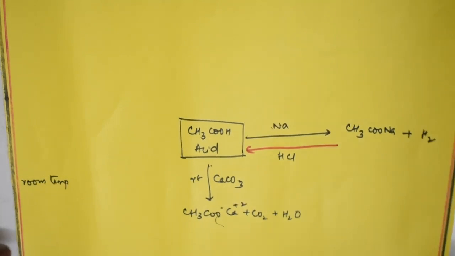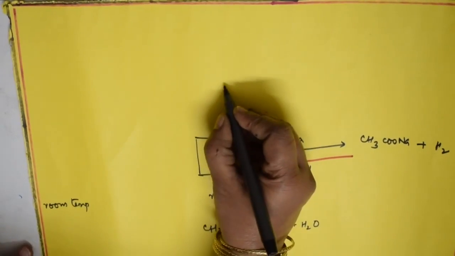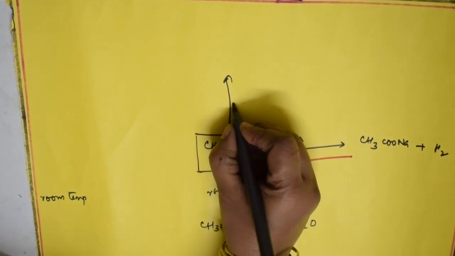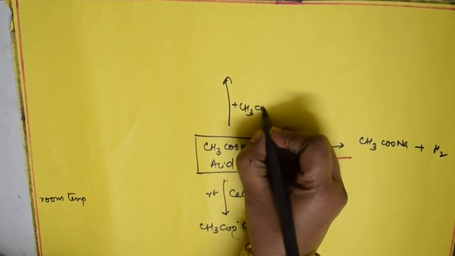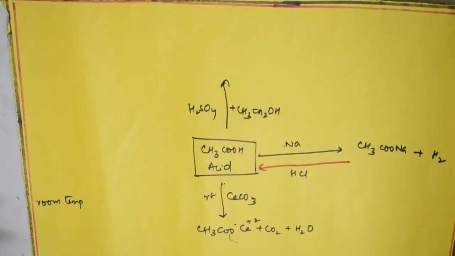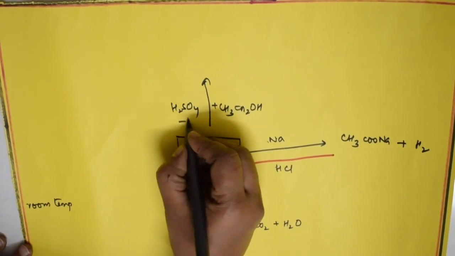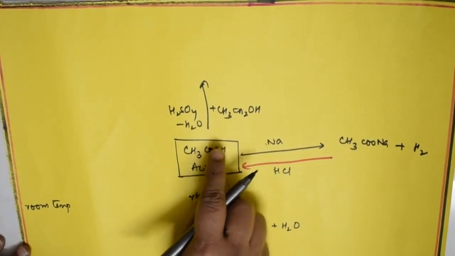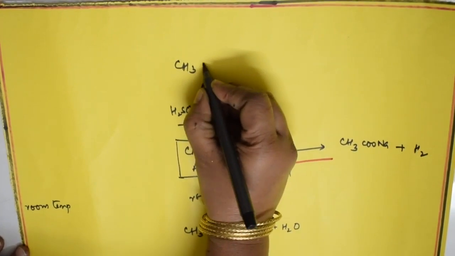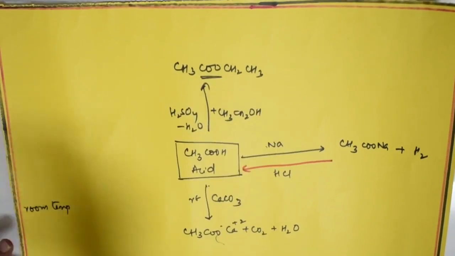Now suppose the same acid, if I perform an esterification reaction, right? So for esterification, what happens? You're going to use an acid as well as an alcohol, CH3CH2OH. Now what is required? You require sulfuric acid, a dehydrating agent. So water is subtracted, water comes out, and you add both and it forms an ester, CH3COOCH2CH3. This is an ester, isn't it?